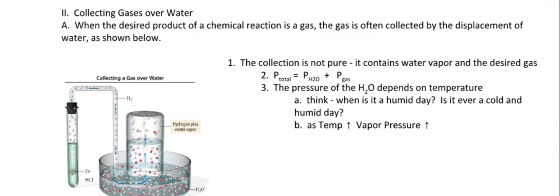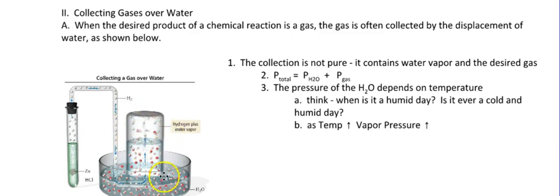Okay, so this next section is super duper important. If you're going to collect gases over water, and if you look at this diagram, this is fairly typical of how you collect gases. So what happens here when the desired product of a chemical reaction is a gas, the gas is often collected by the displacement of water as shown right here. So here's your reaction. The gas goes through here underwater and it displaces here. So here you're collecting the hydrogen gas, okay?